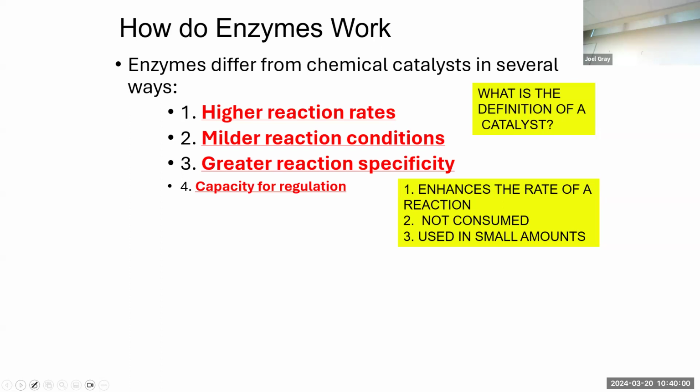So the Haber-Bosch process versus what this is known as, nitrogen fixation. Taking N2 and H2 and producing NH3 is something that happens in plant roots. And that is just an example of those milder conditions. Now, next up, reaction specificity.